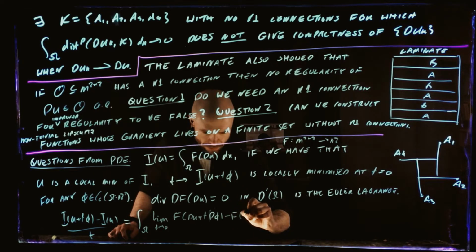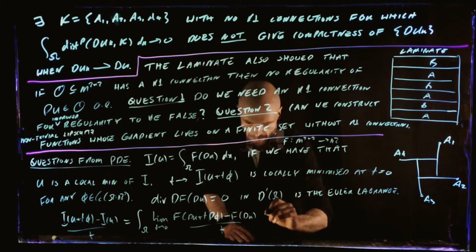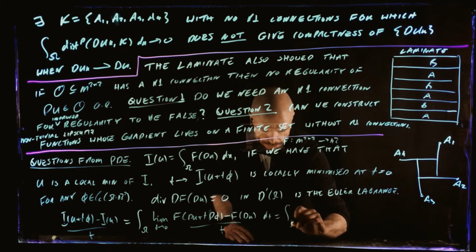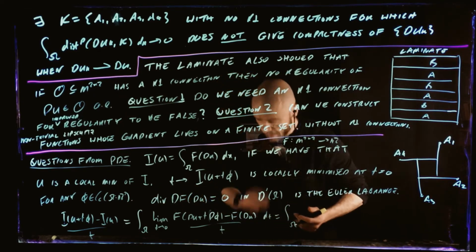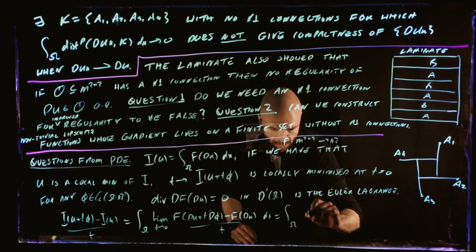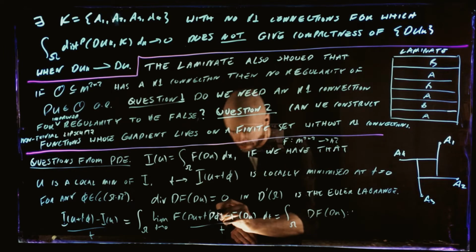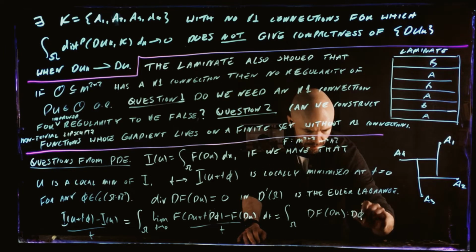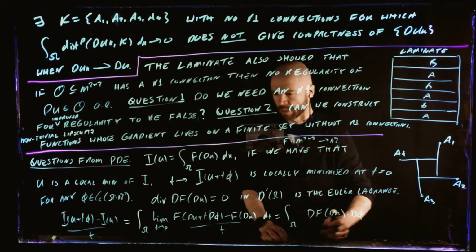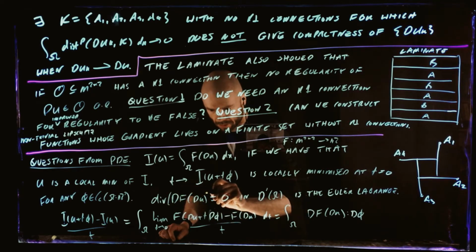Minus f of d of u over t, and then the chain rule will give us the following thing. Assuming we can differentiate through this and pass the limit and all that good stuff, then what are we going to get? We are going to get the gradient of f of du, dot product with d of phi, and then integrating by parts gives exactly this thing.